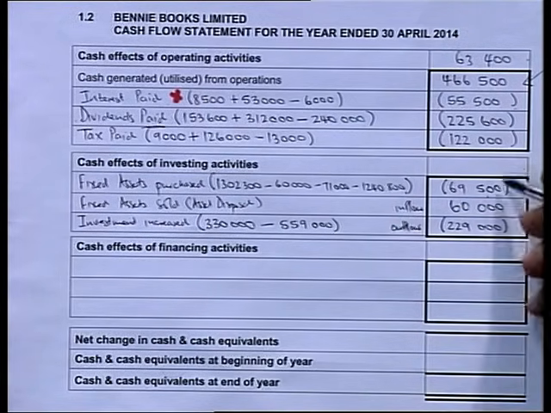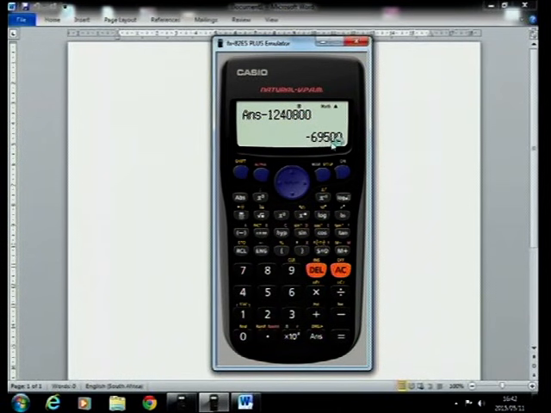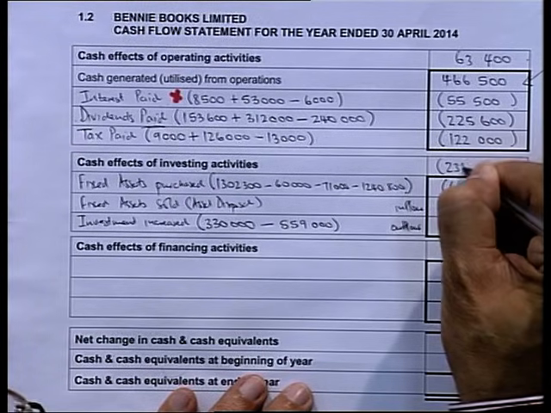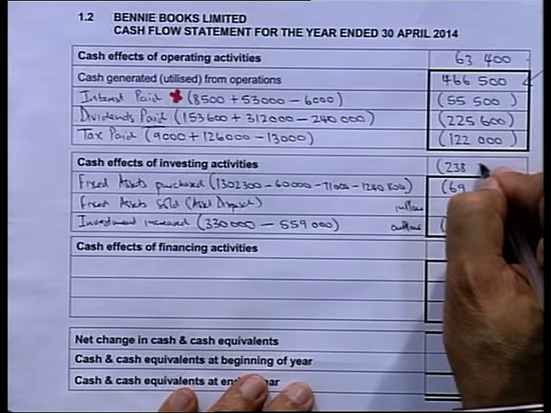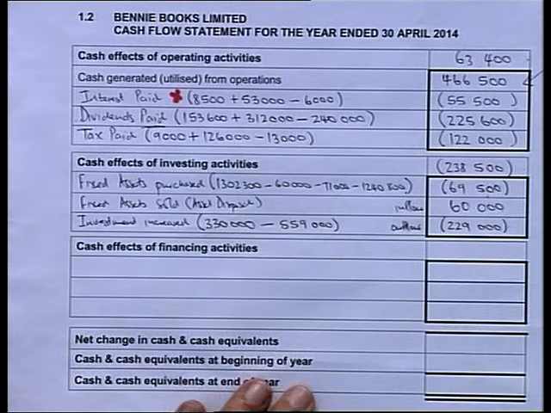Okay. And once again, we just have to offset those figures. So we leave the negative 69 on the calculator, then we just add 60,000 and we minus 229,000. That gives me a negative 238,500. Okay. So again, we offset those three figures in the block to get the net effect of the investing activities, and we write that above the block.